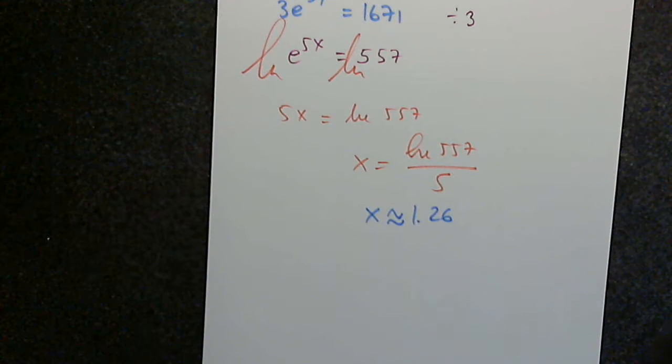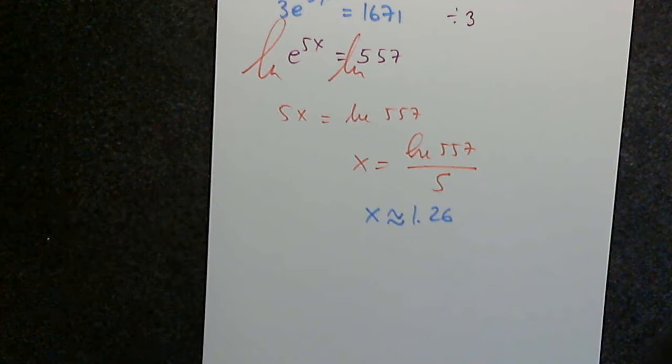I can go back and see what they say. Use a comma to separate answers as needed. Simplify your answer using integers or fractions for any numbers in the equation. Okay, so they don't want us to plug in the number. So they only want natural log of 557 over 4.